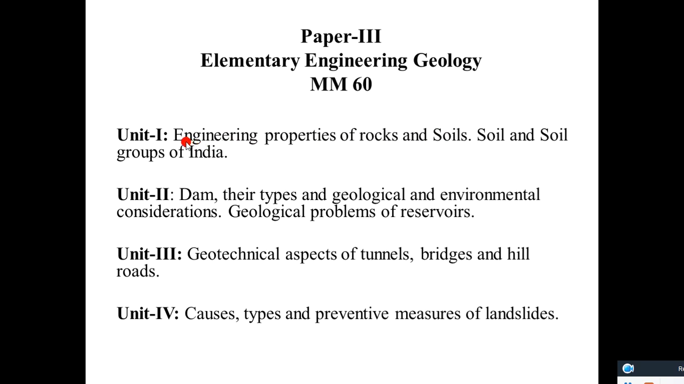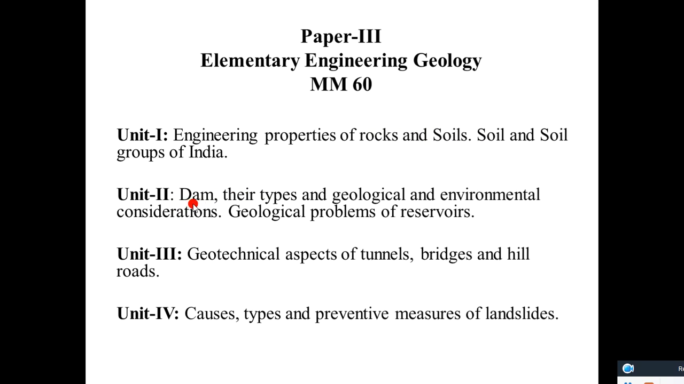We will understand what engineering is first and then understand what the properties of rocks are in terms of engineering, and that also of soils in terms of engineering. Then we will understand the soil and soil groups of India, the different types of soils that are found in India. Then in unit 2 we will study what dams are.